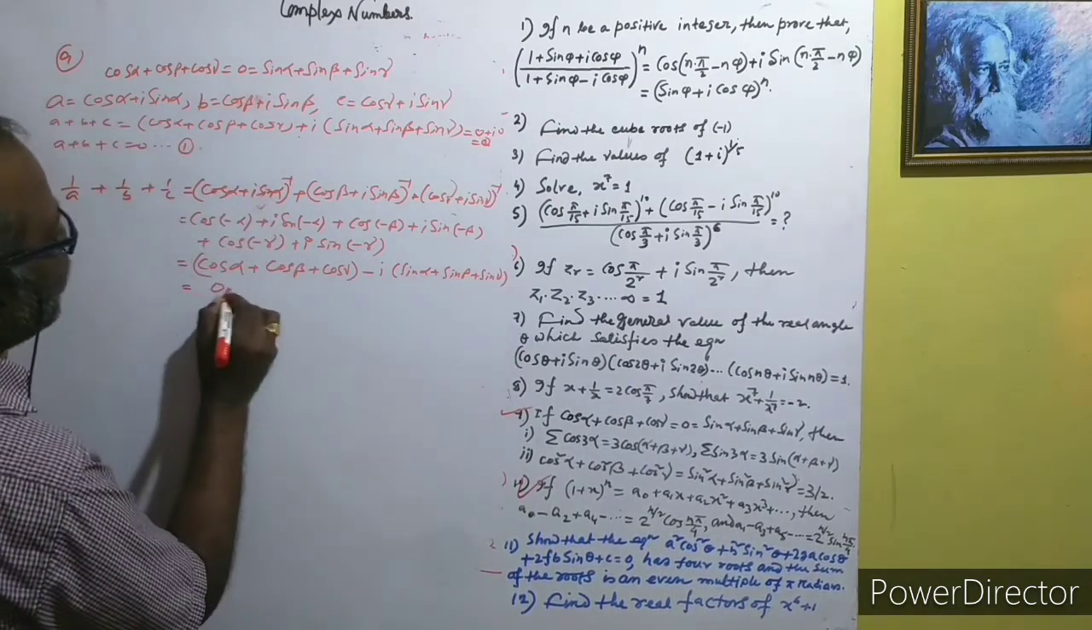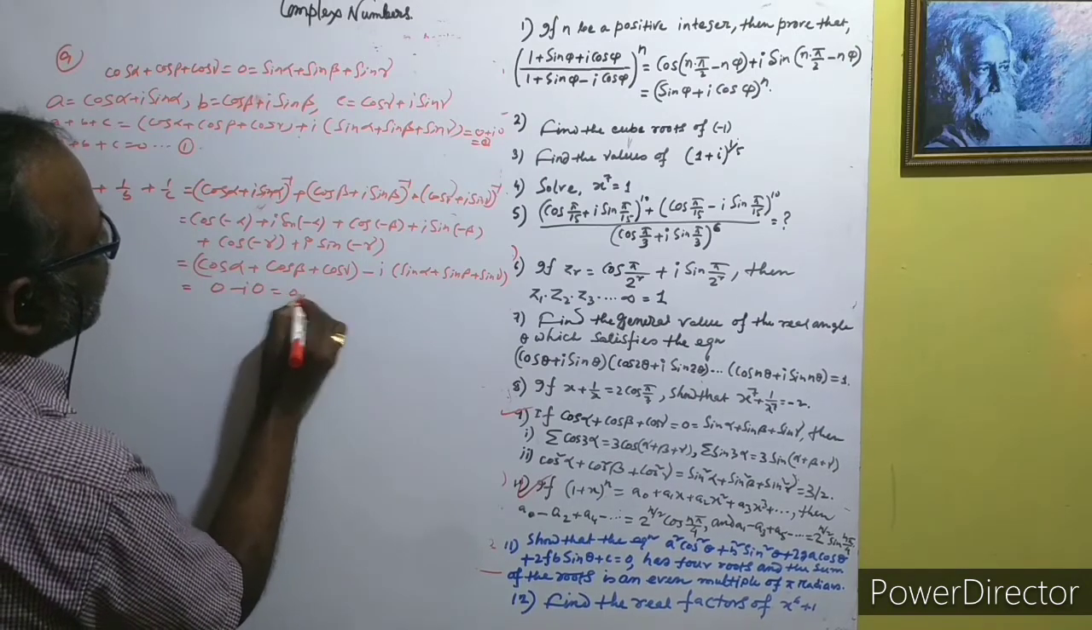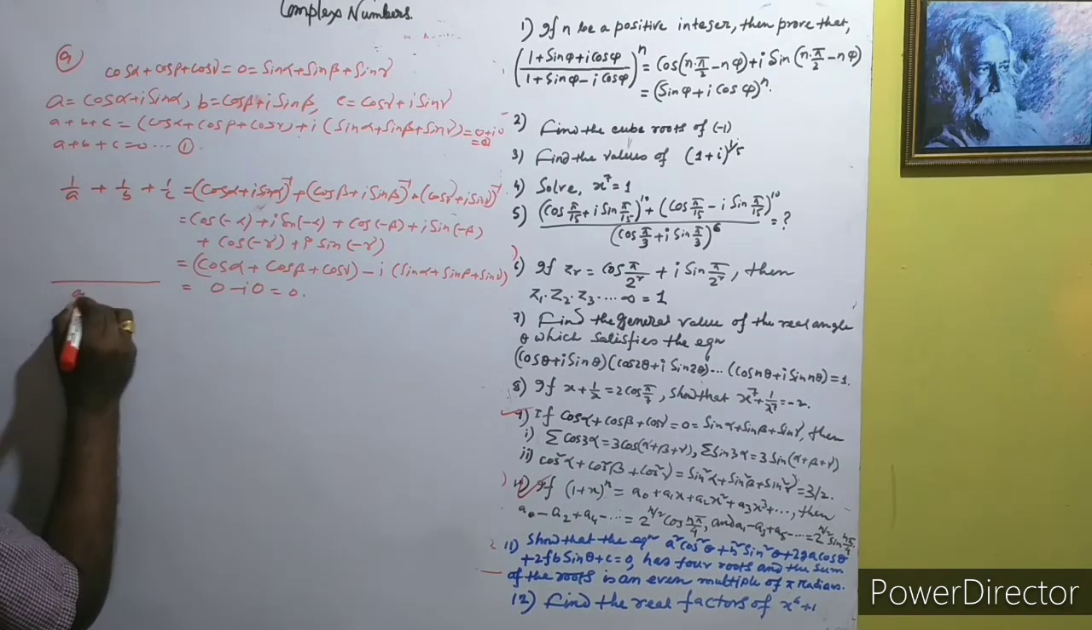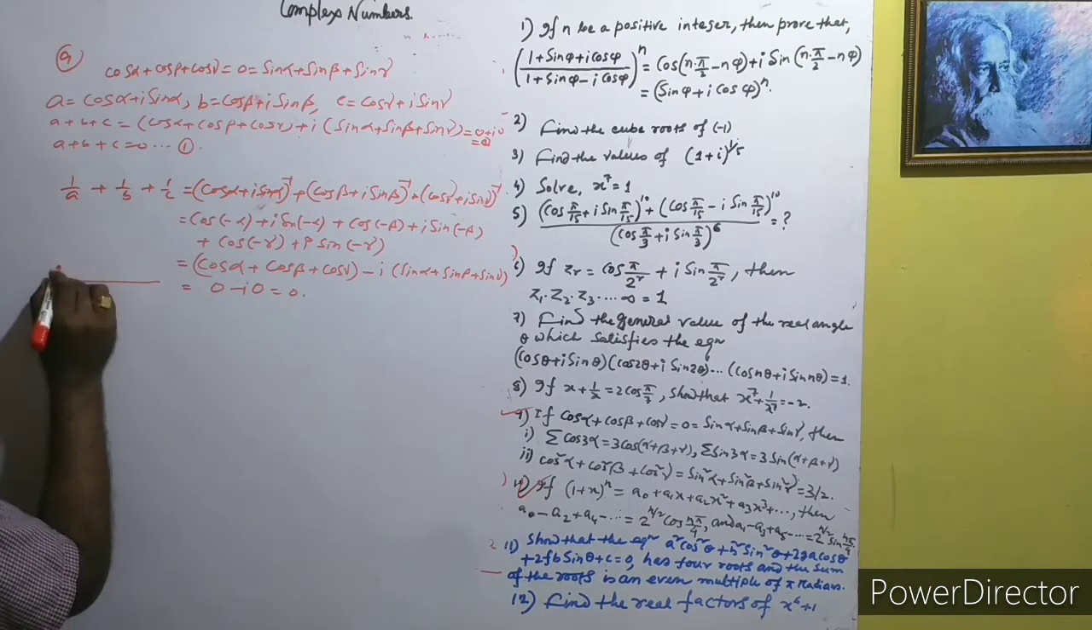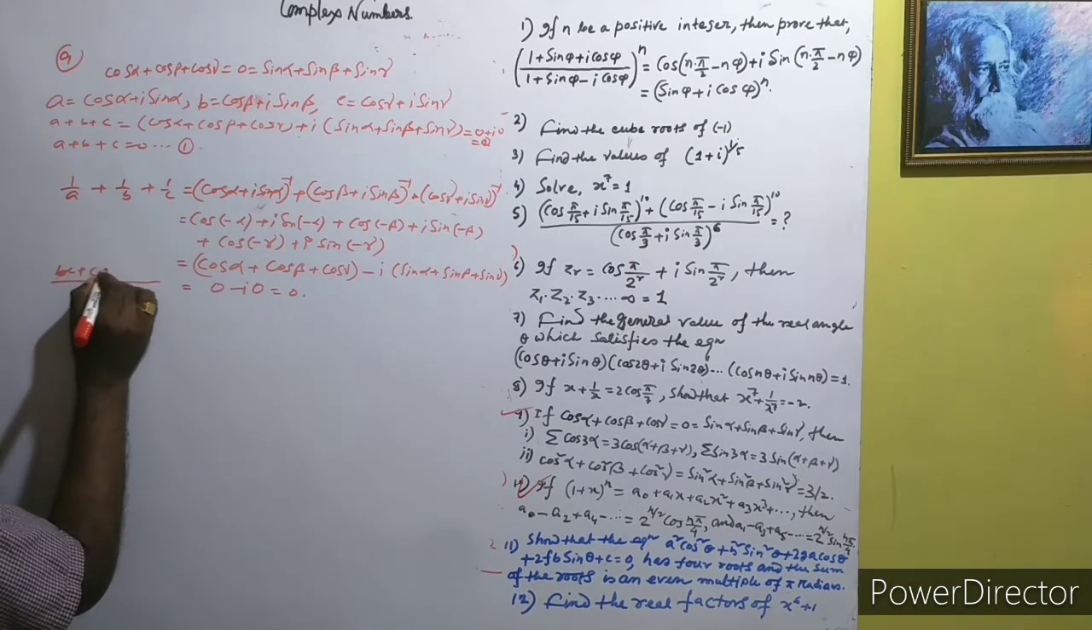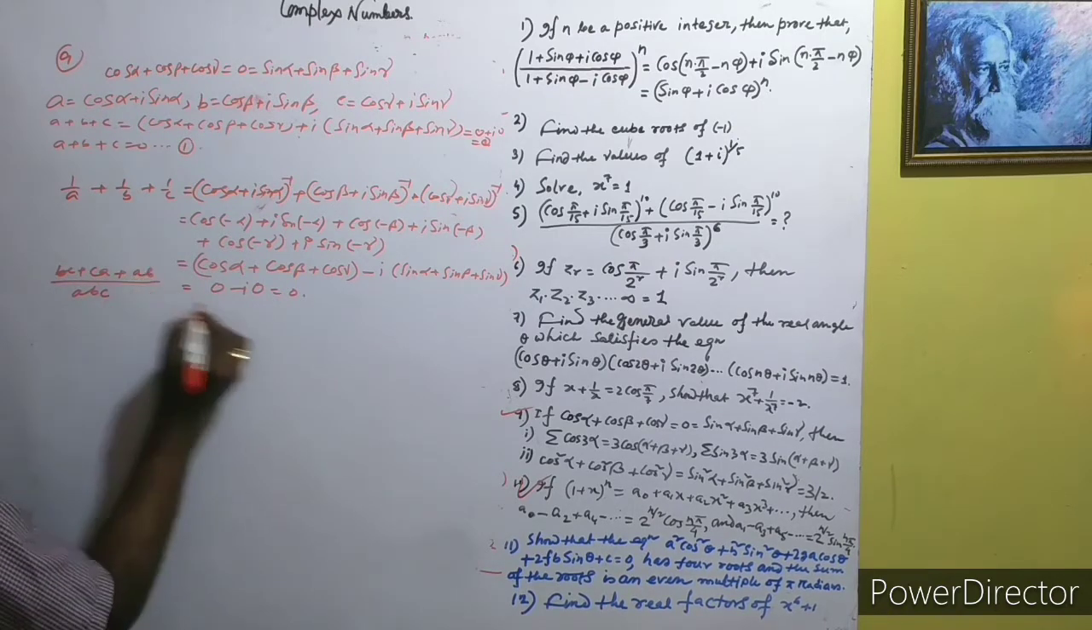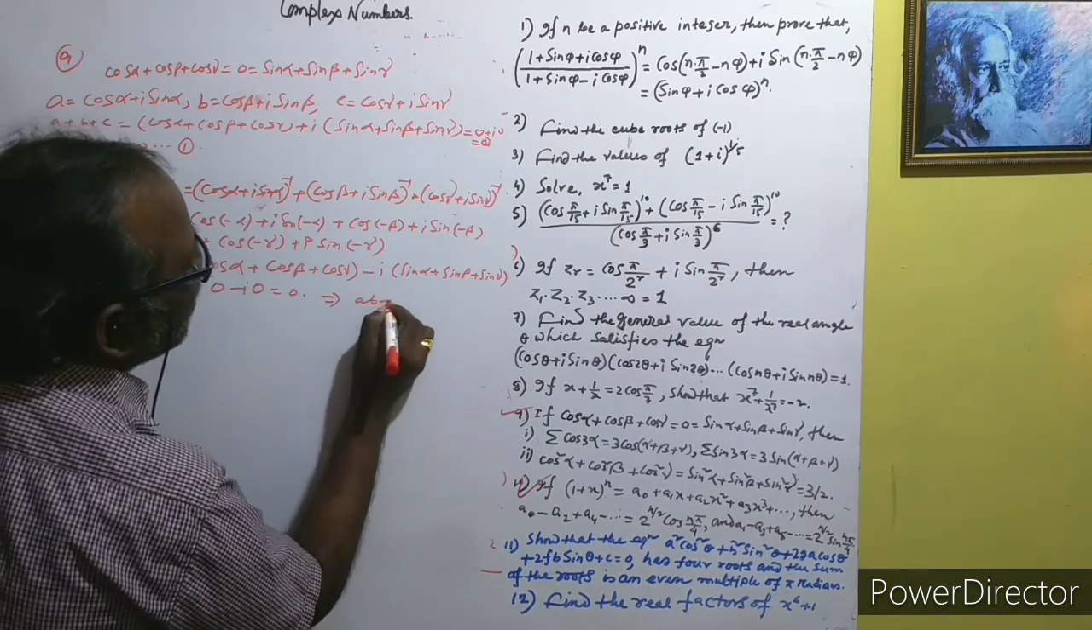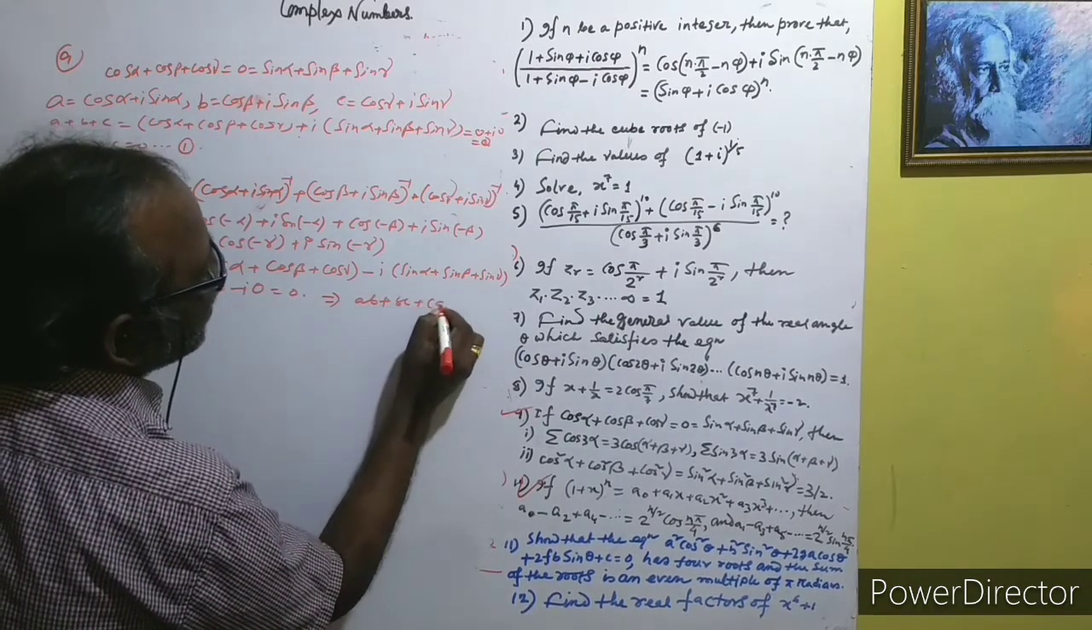This is here 0 minus i into 0. So this is 0 here. So we take an LCM abc. So this is bc, this is ca, and this is ab. So this is here ab plus bc plus ca equal to 0.